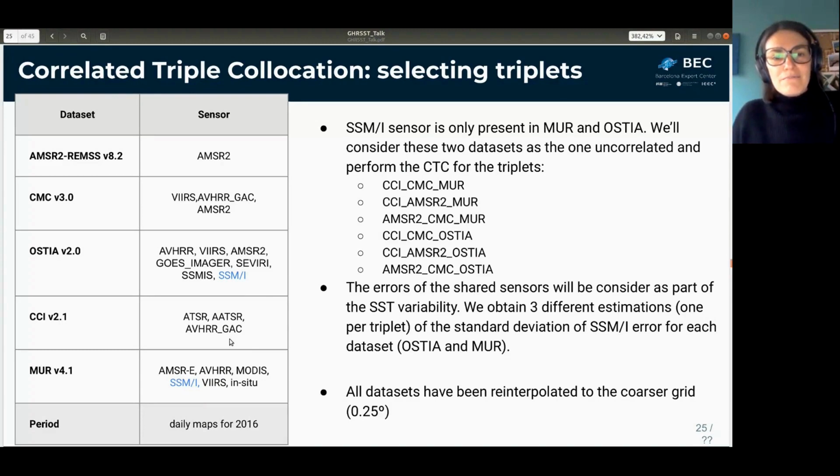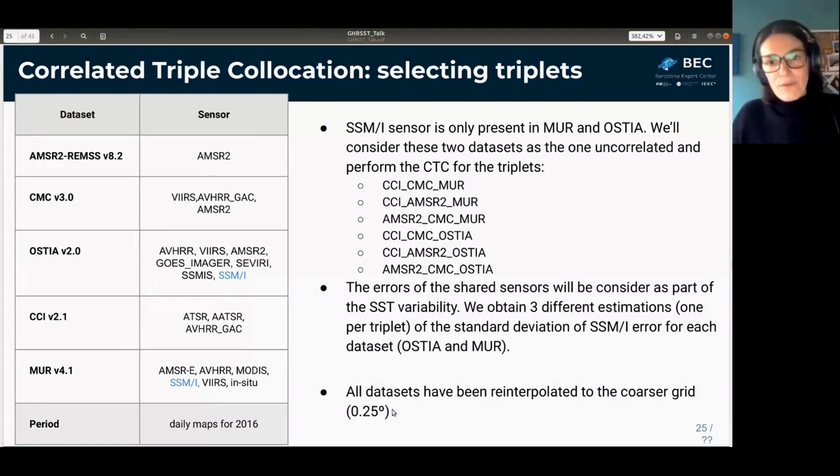So the approach we came to is that we realized that only two data sets have information from SSMI sensors. So we will assume that these two data sets are uncorrelated with respect to each other. And this allows us to perform these different triplets. So the errors of the sensor will be computed as part of the SST variability, and we will be able to obtain three different estimations, one per triplet, of the standard deviation of the error for each data set. In order to ensure that all data sets resolve the same spatial scales, we have interpolated all the data sets to the same grid, at quarter degree.